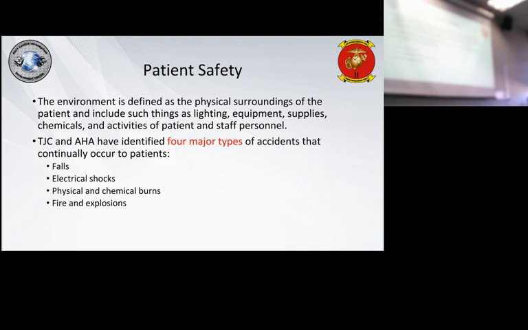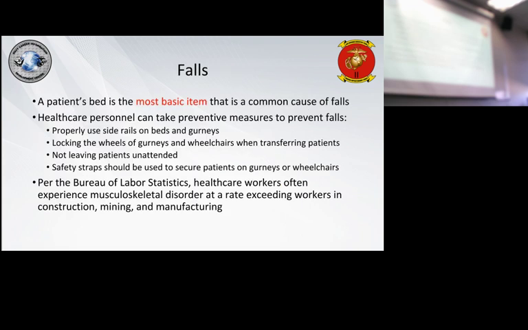Okay, patient safety. The environment is defined as the physical surroundings of the patient and includes such things as lighting, equipment, supplies, chemicals, and activities of the patient and staff personnel. TJC and AHA have identified 4 major types of accidents that continually occur to patients: falls, electrical shocks, physical and chemical burns, fire, and explosions. The patient's bed is the most basic item that is a common cause of falls. There are preventative measures you can take.